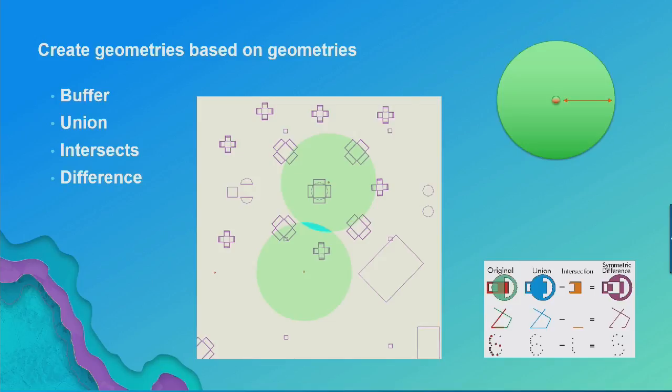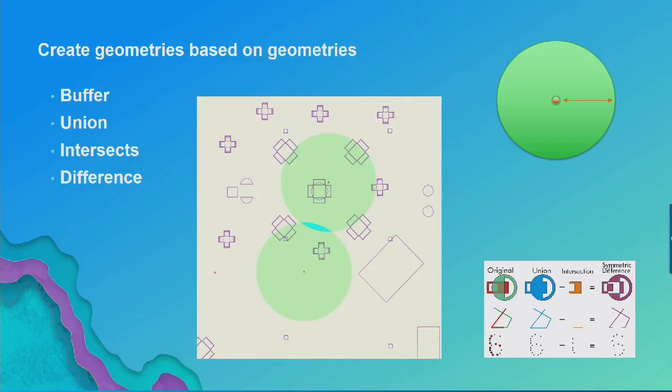So the third group of functionality I want to talk about is around creating geometries based on other geometries. Probably the most common one I see used is the buffer operation. This is where you can take in a point and pass in a radius, and it'll create you a buffer or a circle like we've got here. There are other ones: union, intersect, and difference. And these are quite powerful, because you can build them up. You can take the results from one operation and feed them into another.